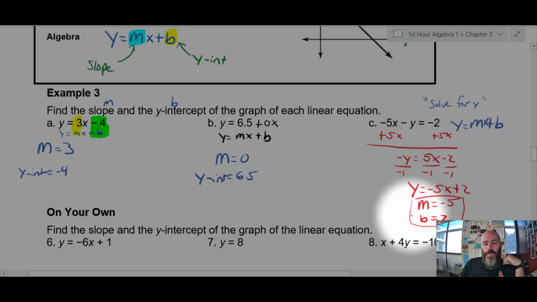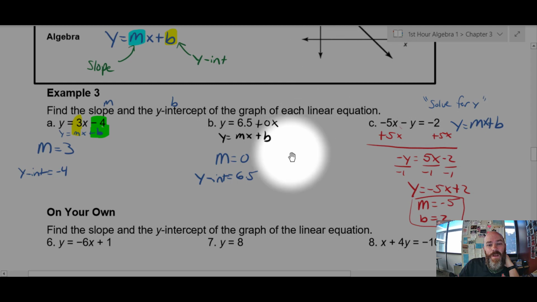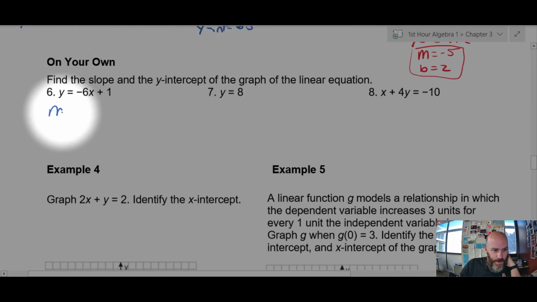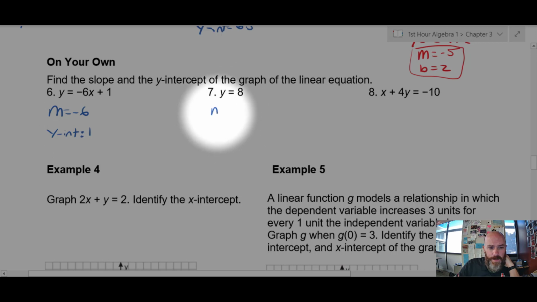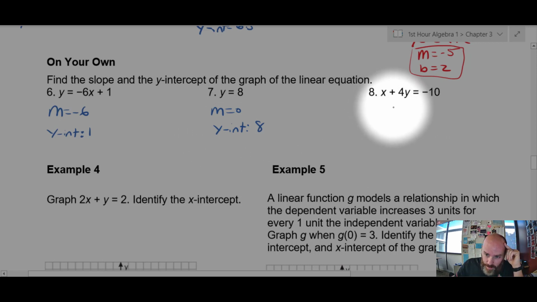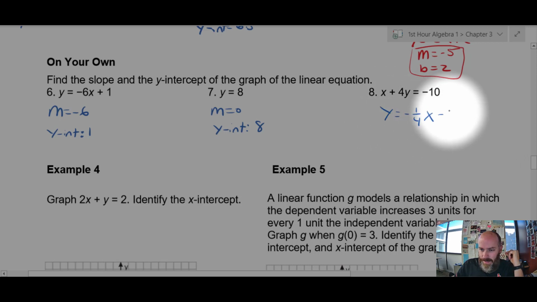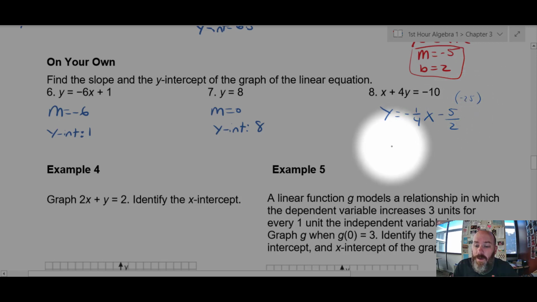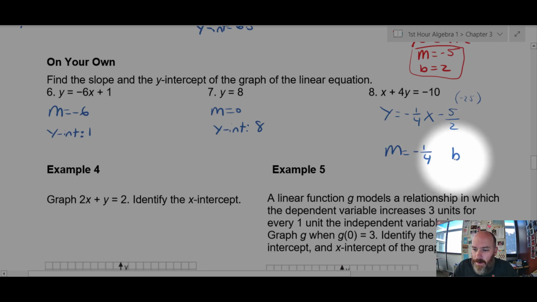All right, you can do the next 3 on your own. Pause the video and then I'll tell you the answers. All right, now that you did those on your own, I'm going to write down that the slope here is -6 and the y-intercept is 1. Here the slope is 0, the y-intercept is 8, and this one you had to rewrite, and then when you did, you would have gotten y equals -1/4 x minus 5/2, or maybe you wrote -2.5, either one. So I can write here that my slope is -1/4. Notice how I like to keep it a fraction instead of a decimal. It's that rise over run, so when we graph, it's helpful. And then my y-intercept, or your b value, is -5/2, or you put -2.5.